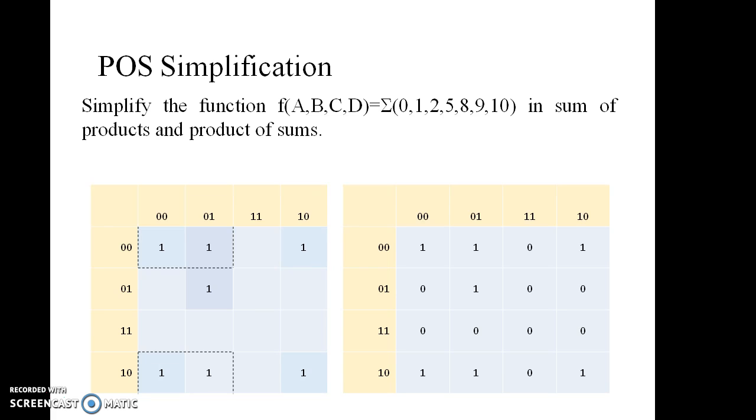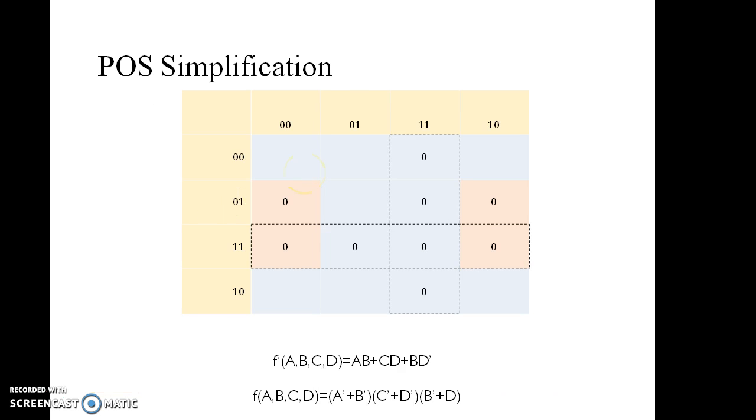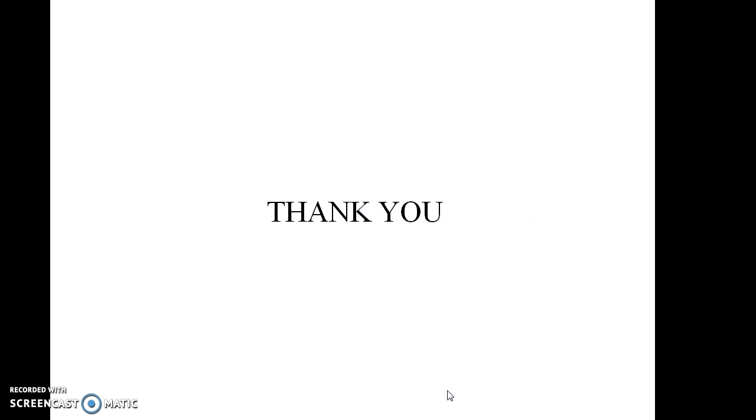Before, we have seen the sum of products simplification of K-map. Here, product of sums simplification is also available. Let us take the example. Function F of A, B, C, D is a 4 variable K-map, summation 0, 1, 2, 5, 8, 9, in sum of products and product of sums. If we have to consider the product of sums, we have to take zeros only, not ones, and write the answer output as A plus B into C bar plus D bar into B bar plus D. Thank you.